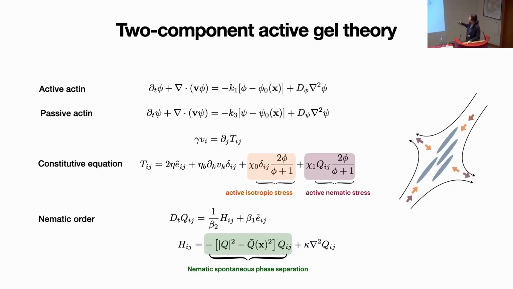So these are all the equations of the two-component active gel theory. It's actually very similar to before. The first two equations are exactly the same as before. It's just that here we are looking at the evolution of the density of the active actin, and here for the passive. And then this is the constitutive equation. So rather than putting just the active isotropic stress, we are also putting the active nematic stress over here. And then this is just a term that stabilizes the nematic order. For simplicity, we just put it as a spontaneous phase separation. So if it's kicked in one direction, it would then tend to form nematic order alignment in that same direction.